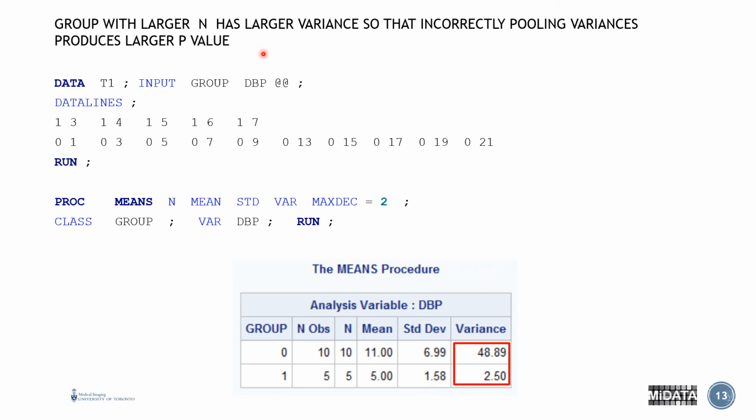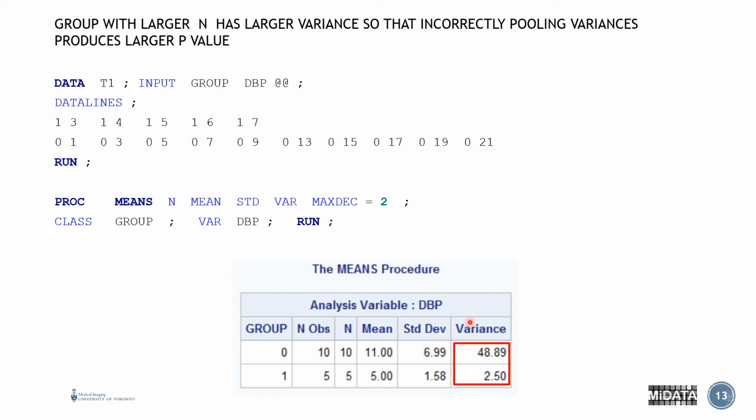And we're going to show this. So once again, here's our data statement. We're creating a data set called T1. It's once again diastolic blood pressure. We have a group, 0 and 1. We run our proc means to get summary statistics. We do it by group. As you can see in the output, here's your group 0, here's your group 1. Your means are 11 and 5, so they're clearly different. The standard deviation and the variance.